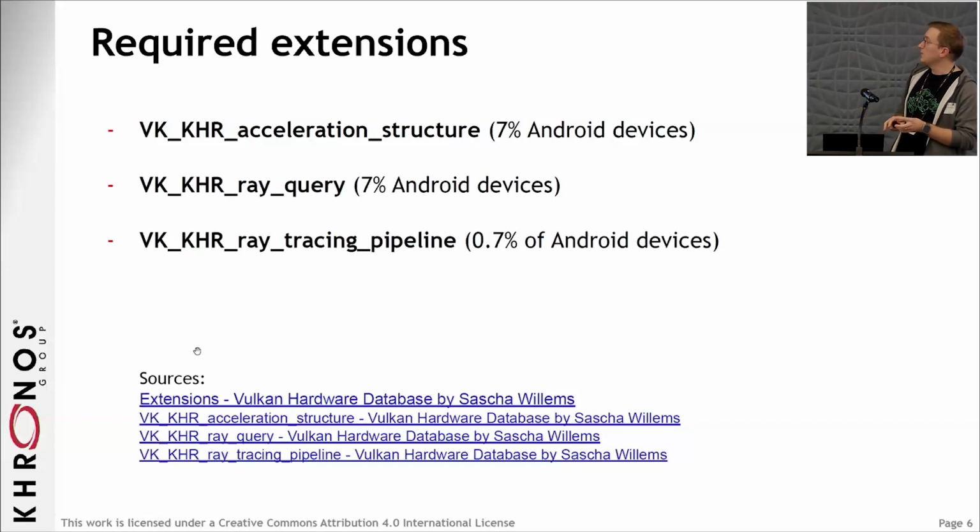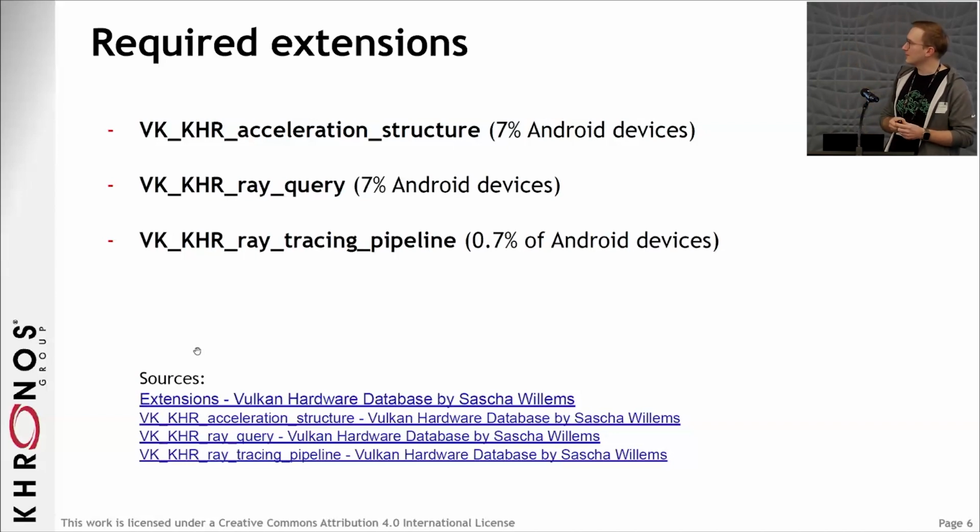If you look at this slide, you see about 7% of mass market Android devices have acceleration structure and ray query. Acceleration structure is the bare minimum, so it doesn't make any sense to have ray query without acceleration structure. So if you want to add something like that to your application, you unfortunately should at the moment target only 7% of mass market devices. But I hope in time it will grow. The story is much worse for the full ray tracing pipeline, less than 1%. But we still found some devices that are capable of doing it.